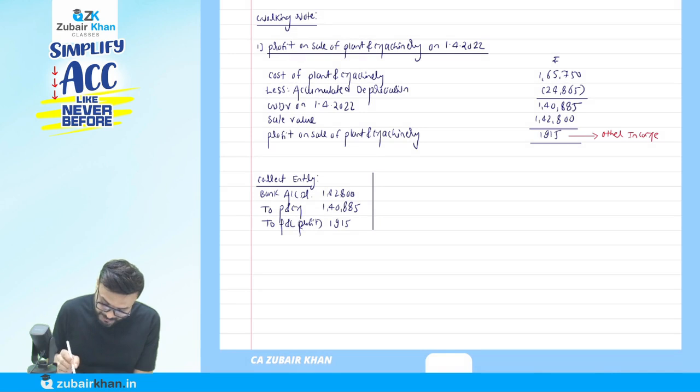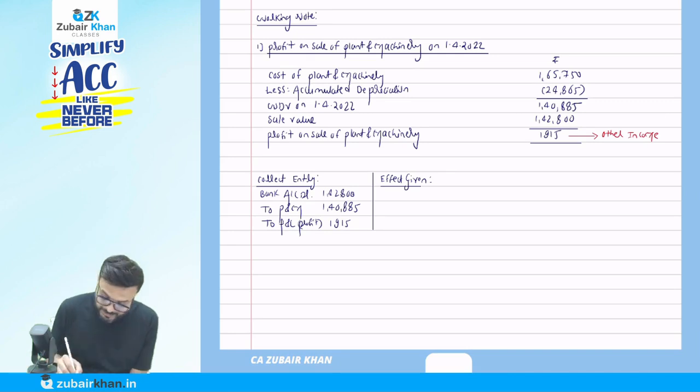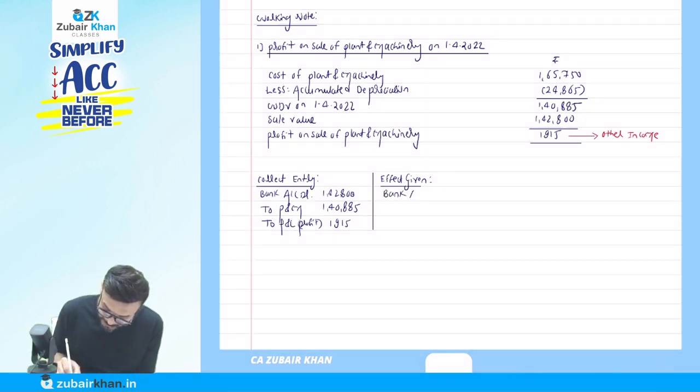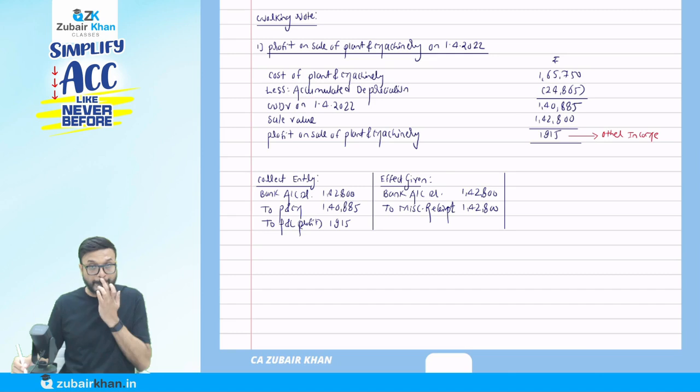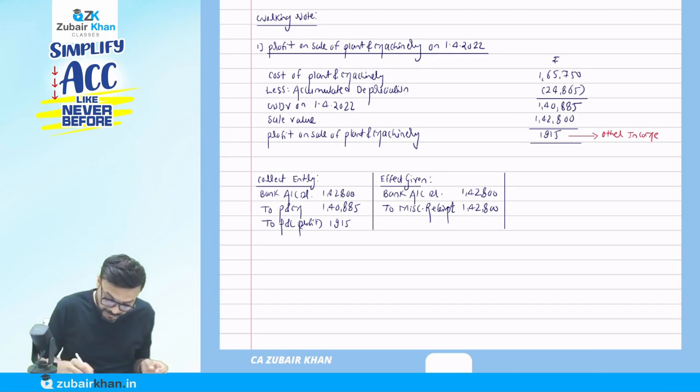But what they have passed here is the wrong entry, or you can say the effect given. Bank account should be debited here too, but they have credited the miscellaneous receipt account. So here, bank 1,42,800, and credit miscellaneous receipt 1,42,800. Now this is the effect given. So first is the correct entry, second is the effect given, and third one is the rectified entry.